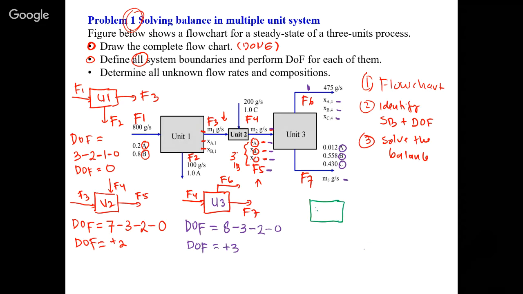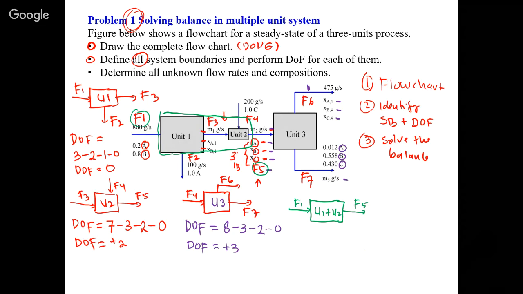Okay. This time, this is unit 1 plus unit 2. What it means is you have an imaginary box that covers unit 1 plus unit 2 like this one. In this case, you have F1 that goes in, and an F5 that goes out.